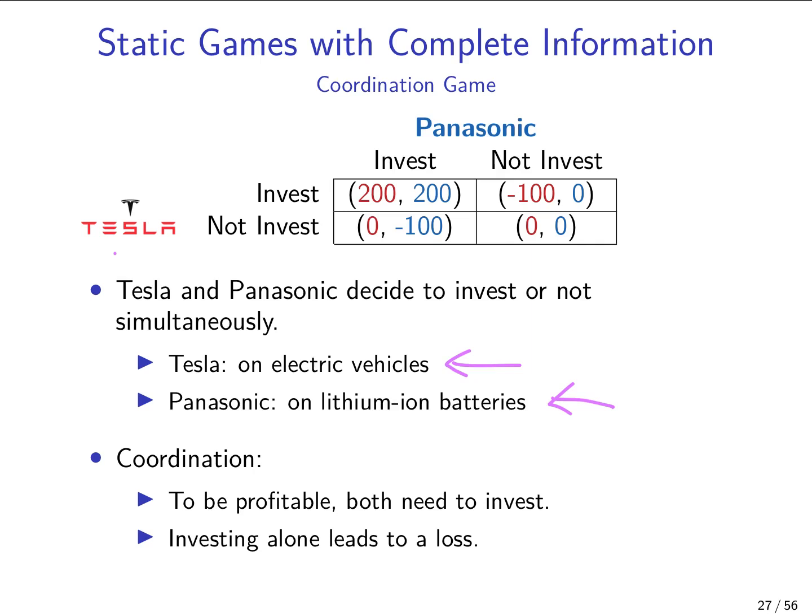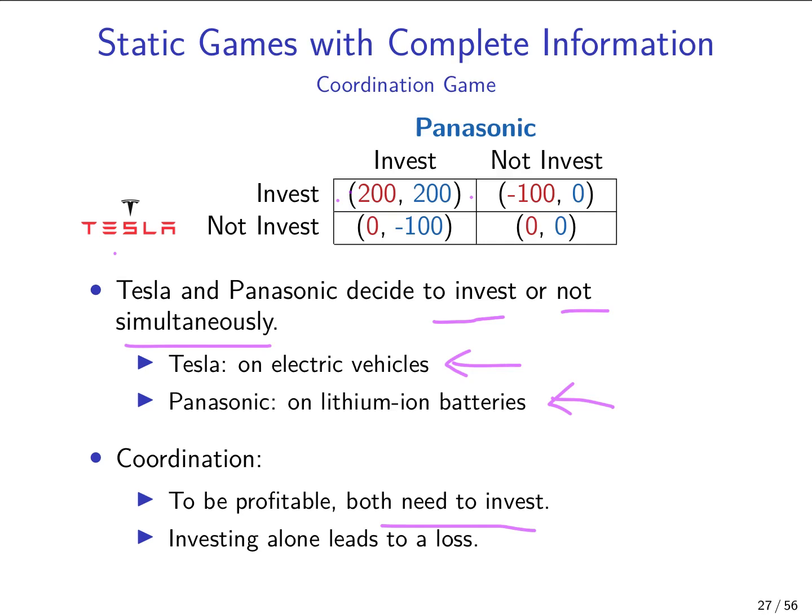Both companies will need to decide to invest or to not invest simultaneously. Okay, so it's a 2x2 normal form game. And the thing is, to be profitable, both need to invest. So here, if both invest, each company would get $200 million.